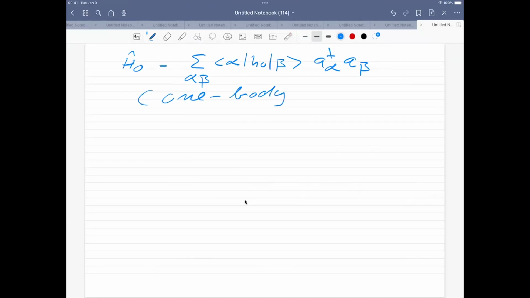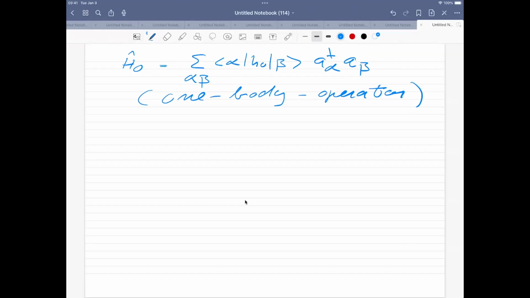It doesn't need to be kinetic energy and single particle potential energy. It could be an operator for some transition probabilities. So it could be the action of an electromagnetic field on a single electron, for instance, where you then have a transition probability from a state alpha to a state beta. And we generally call this just a one-body operator.